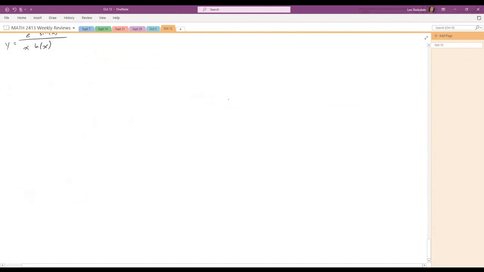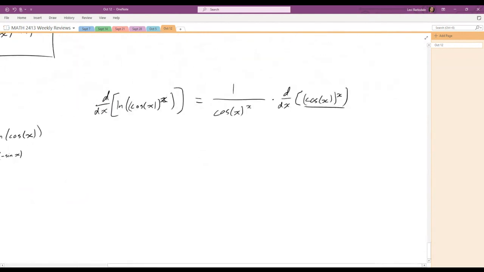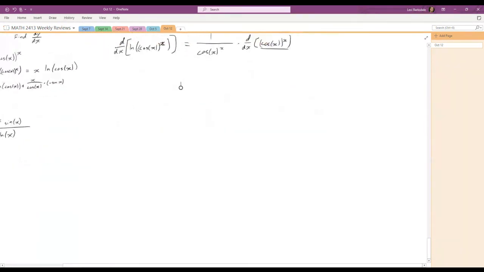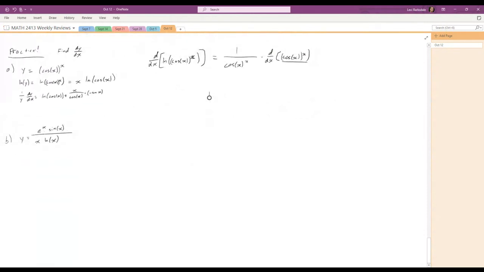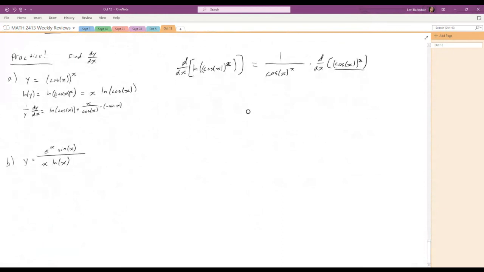Our log rule specifically allows us to take this x as an exponent and move it out front as a coefficient. And that's the real advantage of log differentiation. It lets us do things algebraically that we wouldn't normally be able to do without the log. Make sense?